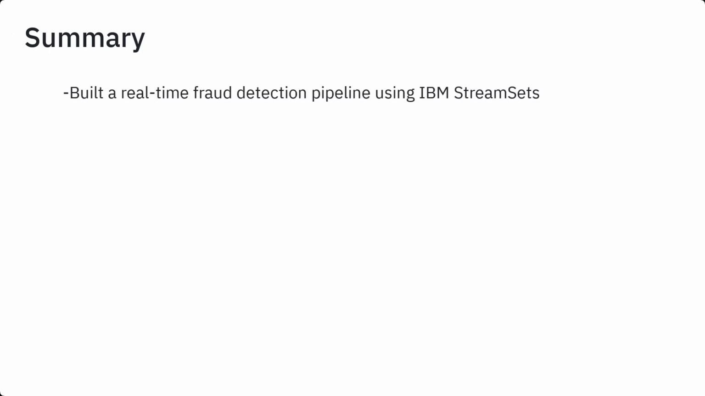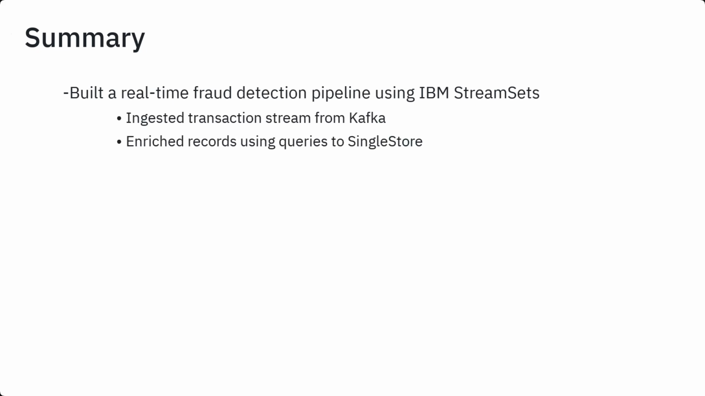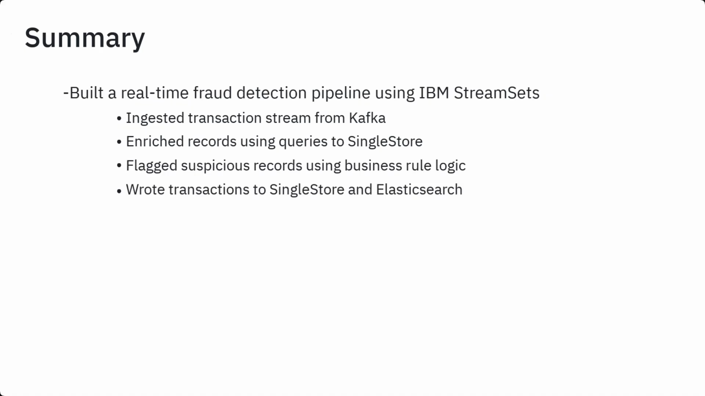To summarize, in today's demo, we built a real-time fraud detection pipeline using IBM StreamSets. We ingested a transaction stream from Apache Kafka, enriched it using SQL queries in SingleStore, flagged suspicious records based on our business rules, and finally wrote the transactions to both SingleStore and Elasticsearch for real-time analysis.